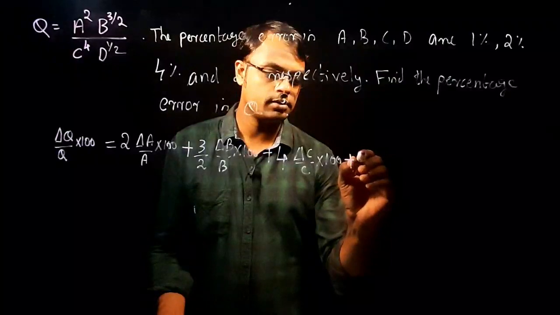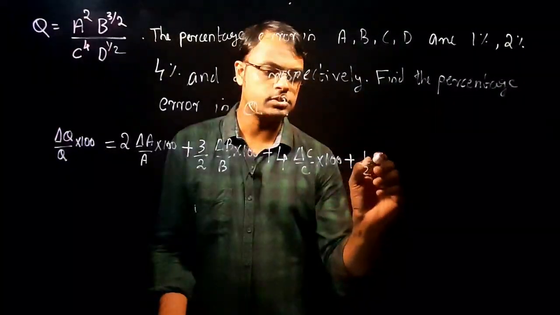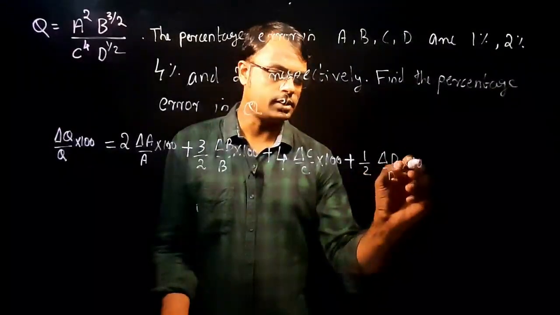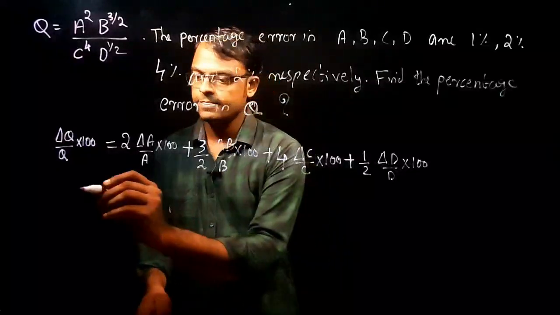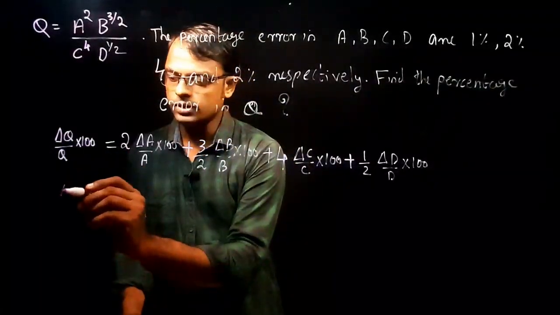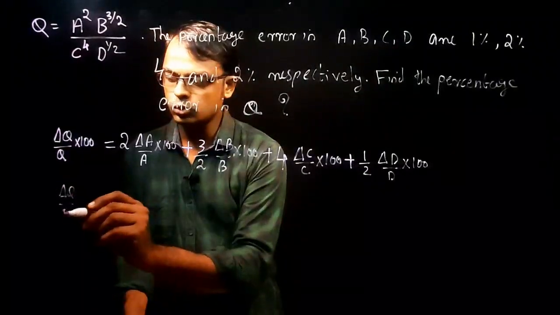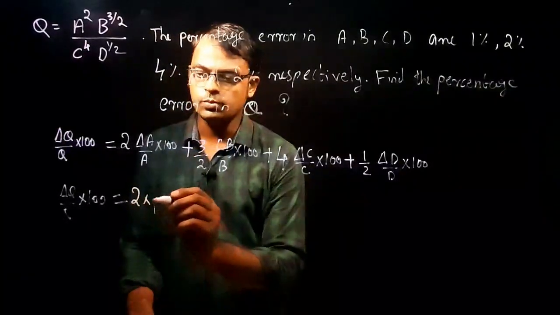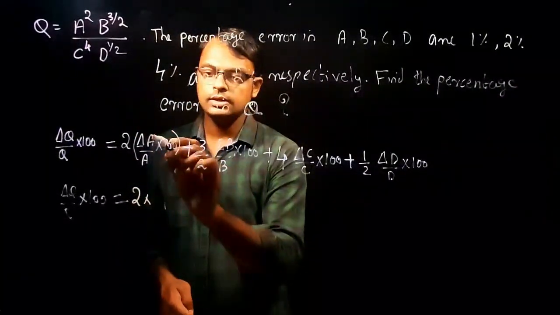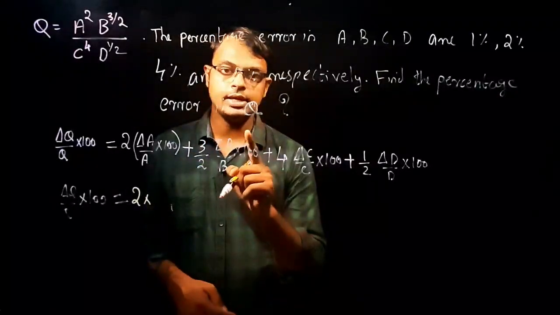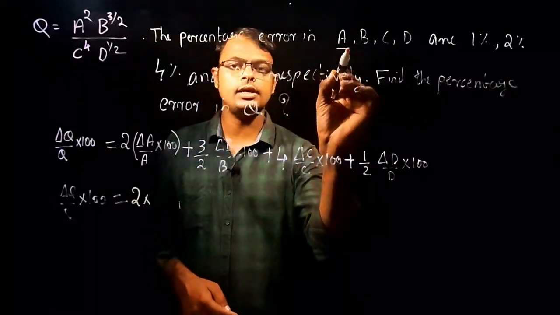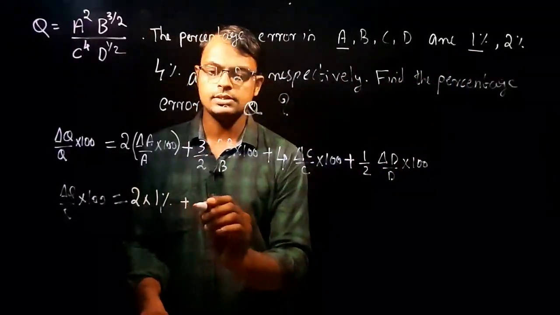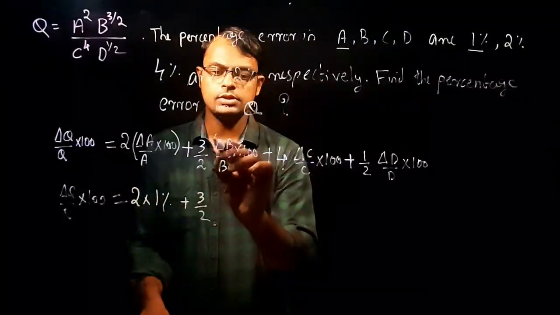So what is the total error, percentage error? 1 by 2 times delta D divided by D into 100. So we can write here percentage error in Q, that is delta Q divided by Q into 100 is equal to 2 into, what is this one? Delta A by A into 100 means what? Percentage error in A. What is a percentage error in A? That is 1%. So you can write here 1% plus 3 by 2 times, what is the next one?